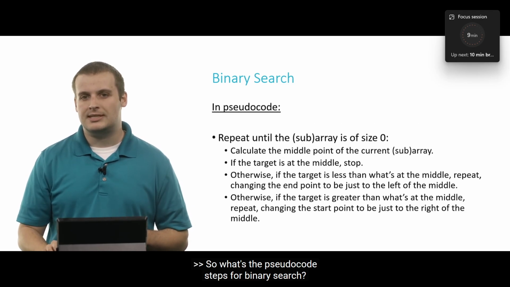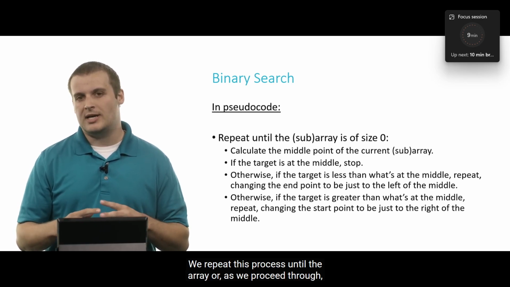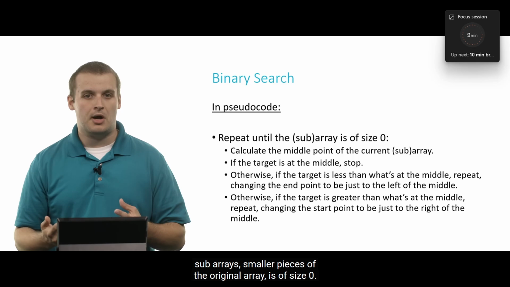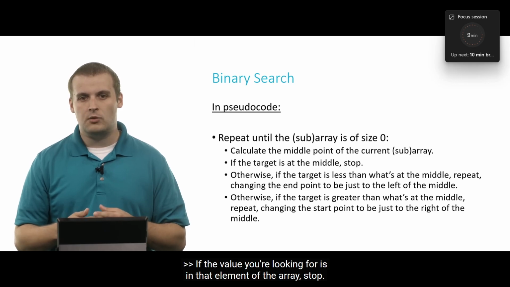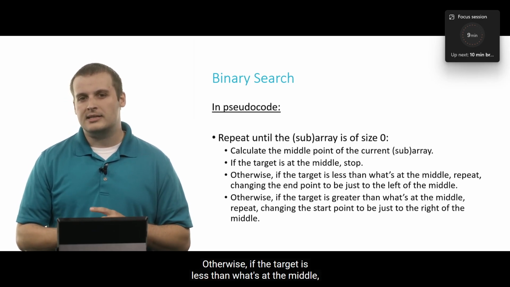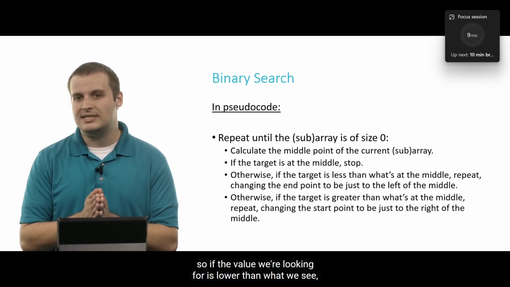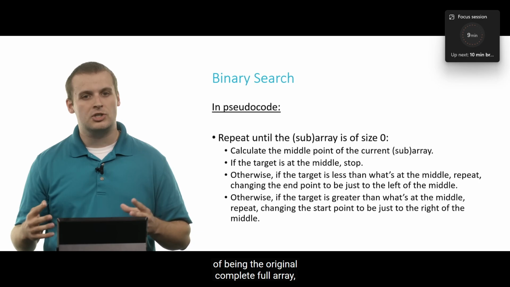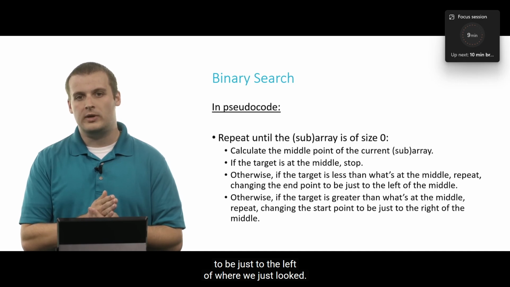So what's the pseudocode steps for binary search? You repeat this process until the array, or as we proceed through, sub-arrays, smaller pieces of the original array, is of size 0. Calculate the midpoint of the current subarray. If the value you're looking for is in that element of the array, stop, you found it, that's great. Otherwise, if the target is less than what's at the middle, so if the value we're looking for is lower than what we see, repeat this process again, but change the endpoint instead of being the original complete full array to be just to the left of where we just looked.